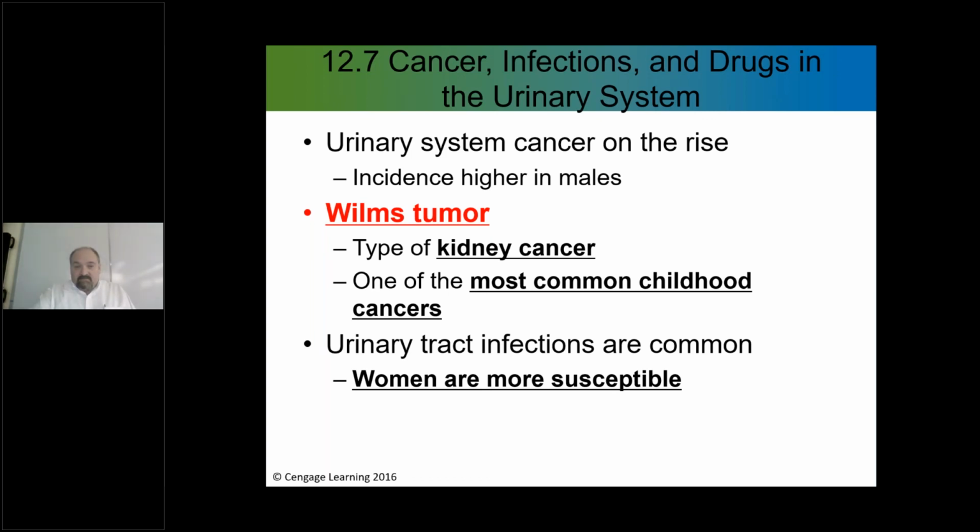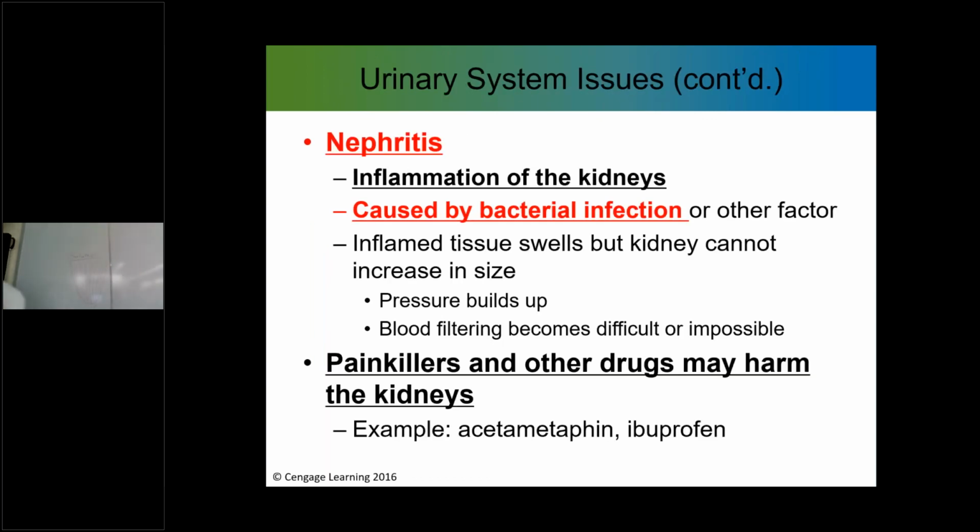And so, nephritis. Anytime we see the suffix itis, it means inflammation as a result of an infection. So bacterial infections are quite commonly the most common etiology for a nephritis, an inflammation of the kidneys.